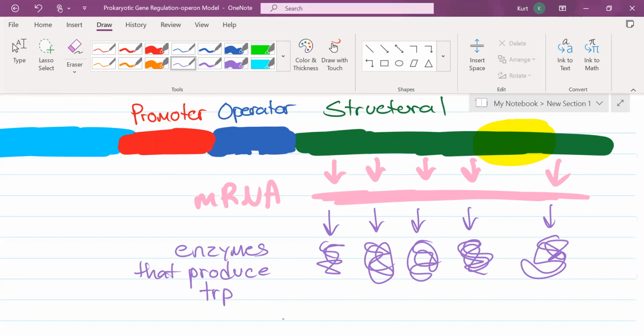So the point here, guys, is that there was no tryptophan present in the cell. The cell is going to make its own. That is what is happening here.